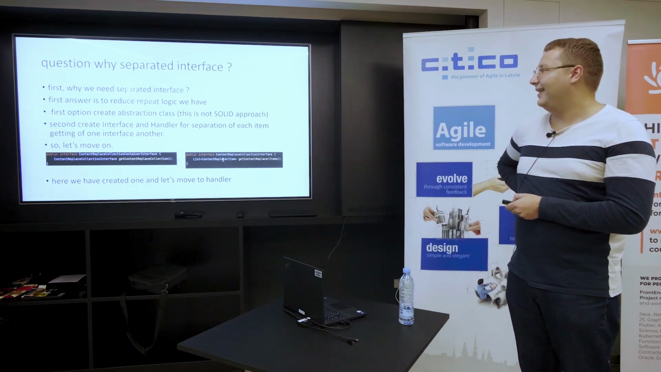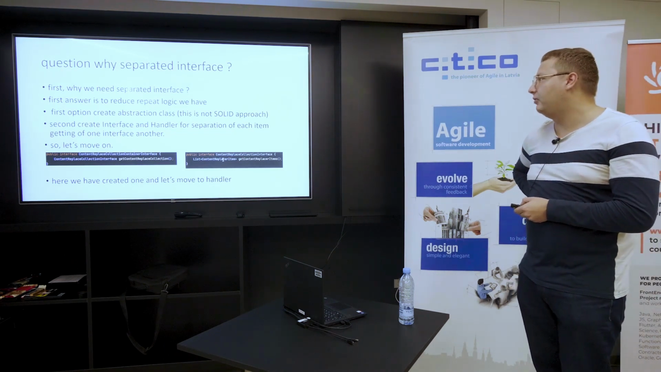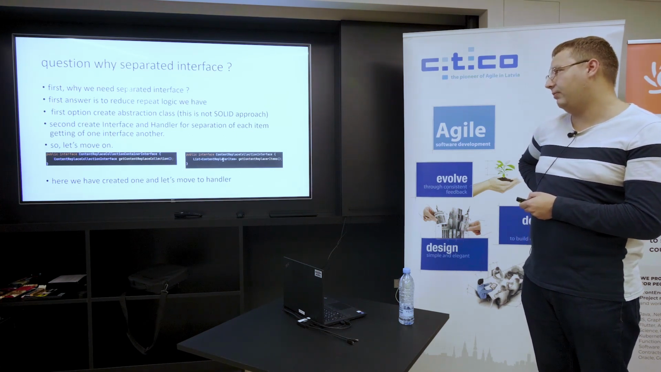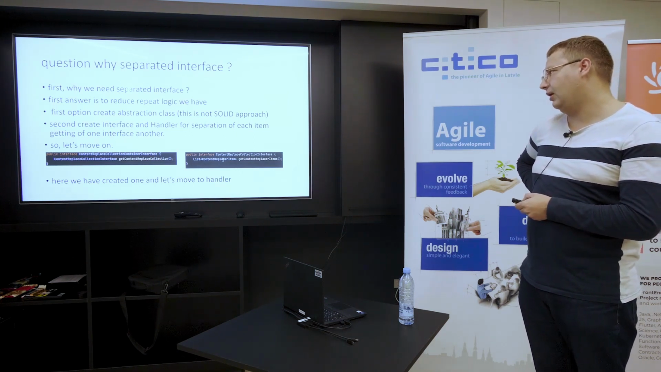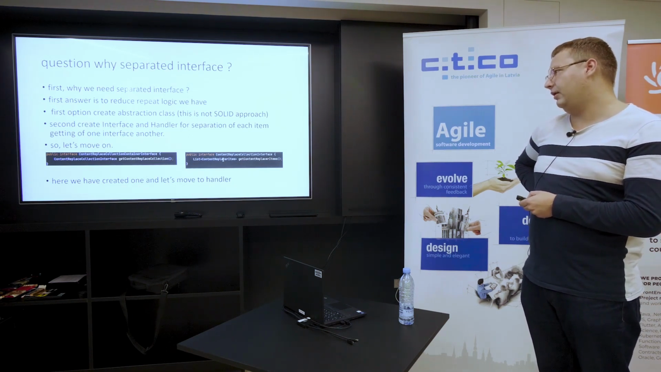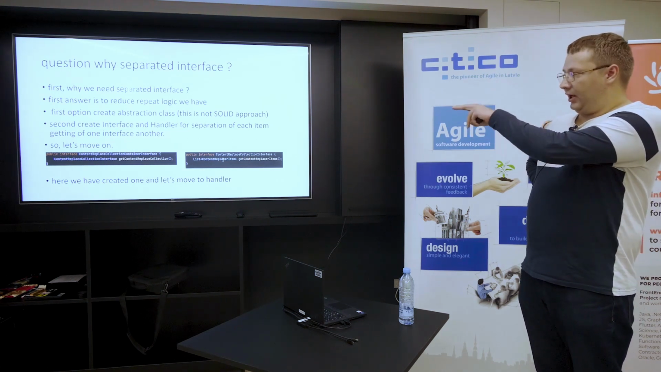Okay, I got lost. First, why do we need a separate interface? The first answer is to reduce repeated logic. We have a first option, create an abstraction class. This is not a SOLID approach. Second, create an interface and handler for each separated item, converting one interface to another. So let's move on. So I created a collection.